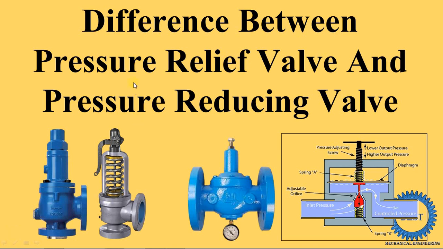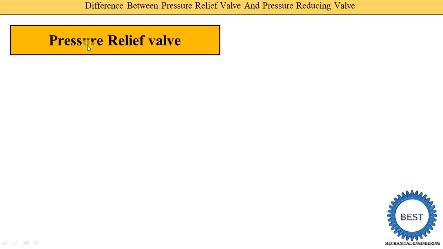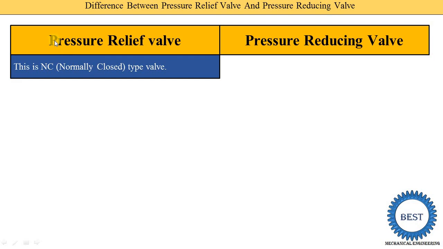In this video, I explained the difference between pressure relief valves and pressure reducing valves. On the left side, I mentioned the points of the pressure relief valve, and on the right side, the points of the pressure reducing valve. A pressure relief valve is a normally closed type valve.